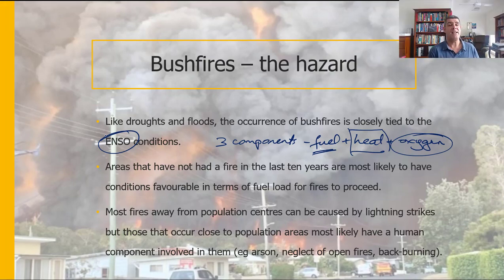If areas haven't had fire in some reasonable amount of time, we're sort of looking at about 10 years, then they're starting to really build those sorts of fuel loads, especially in terms of the understory, that are going to allow fires to move very, very quickly through an area. A lot of the fires that occur in Australia are as a result of lightning strikes.